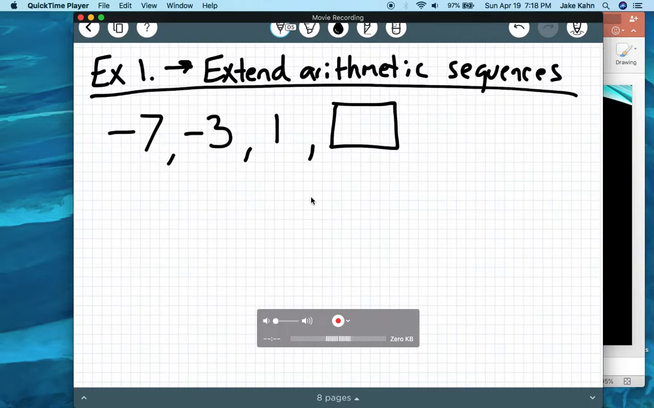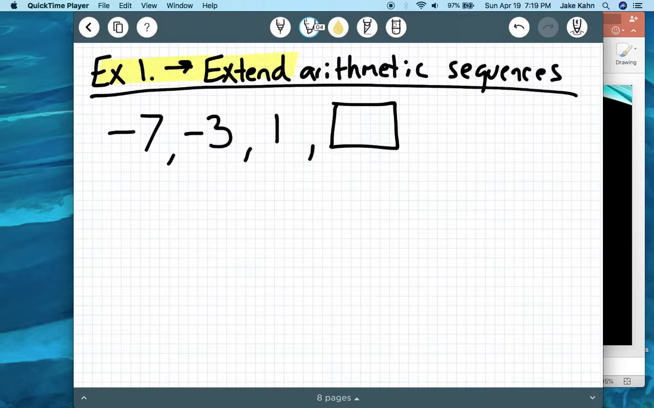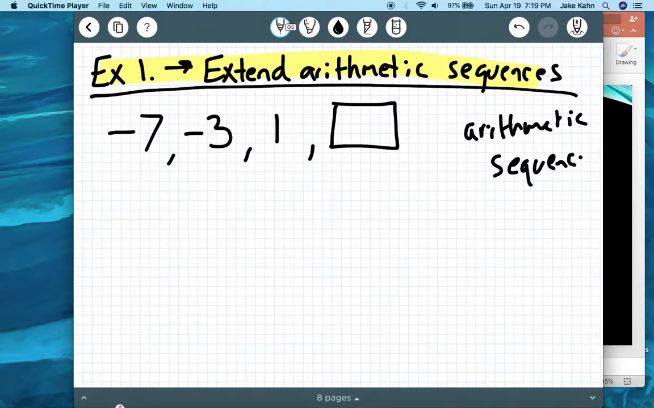The example titles that I have written at the top of each page here are the actual titles of the Khan Academy assignments that go with the examples. Your first objective has 4 questions, and it's called Extend Arithmetic Sequences. What I have here is an arithmetic sequence. Remember, that's a pattern of addition or subtraction. The first number is -7, then we have -3, 1, and then a blank. The objective asks you to fill in the blank.